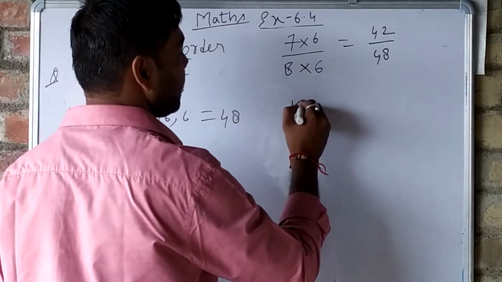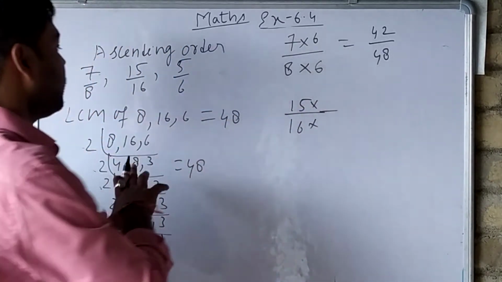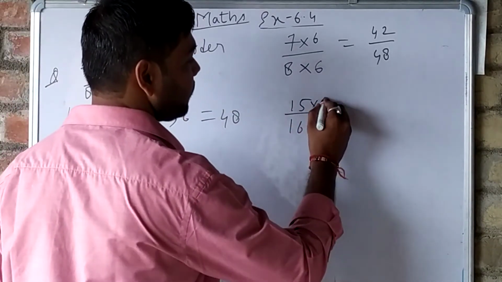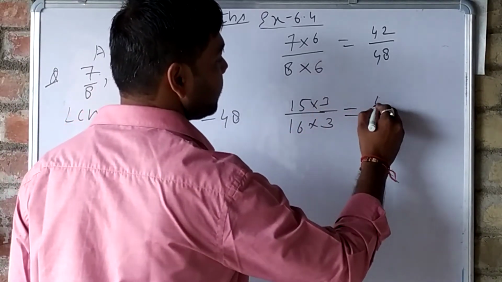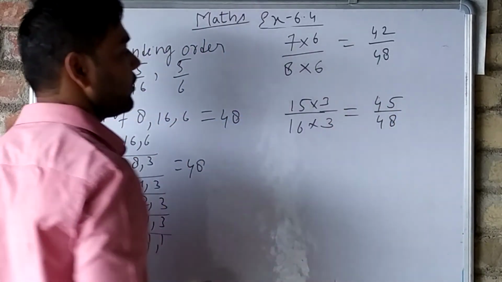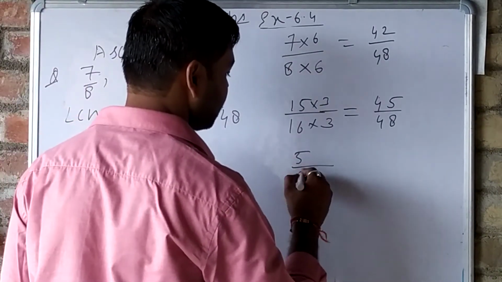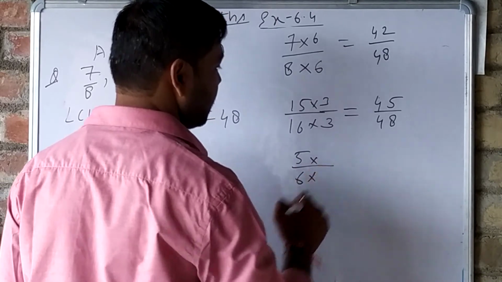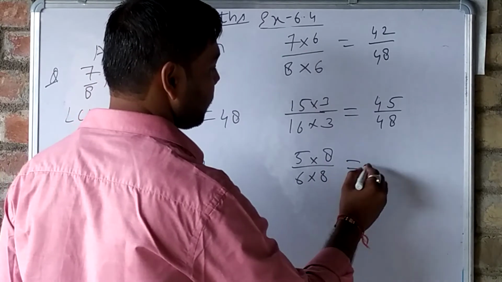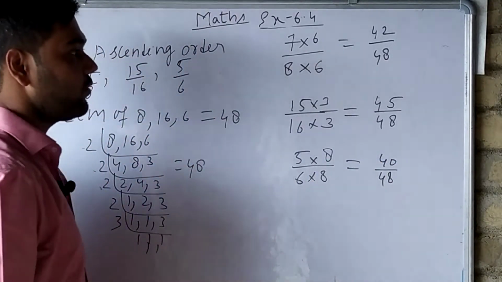Now 15 upon 16, the second case. Now we will try in this. 16 3s are 48, so we will multiply by 3. 15 3s are 45, 16 3s are 48. Okay, now 5 upon 6, we will try 5 upon 6. What we will do? We will multiply with 8. 6 8s are 48, 5 8s are 40, 6 8s are 48.